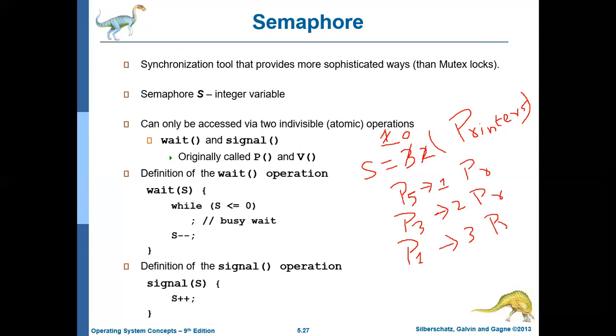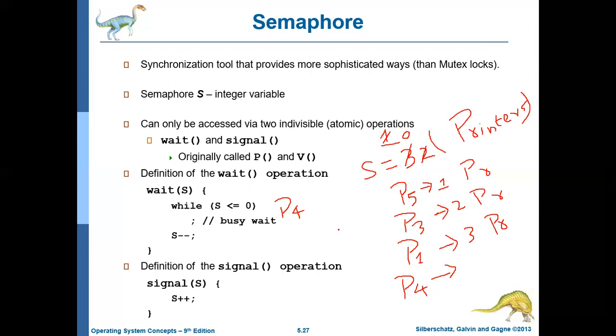Now say another process P4 comes. P4 wants the printer and it calls wait of S, which is an atomic instruction. There it checks whether S is less than or equal to 0. Yes, it is equal to 0. So it has to busy wait. P4 will be busy waiting here and will keep on waiting. How long will it wait? Until S becomes greater than 0.